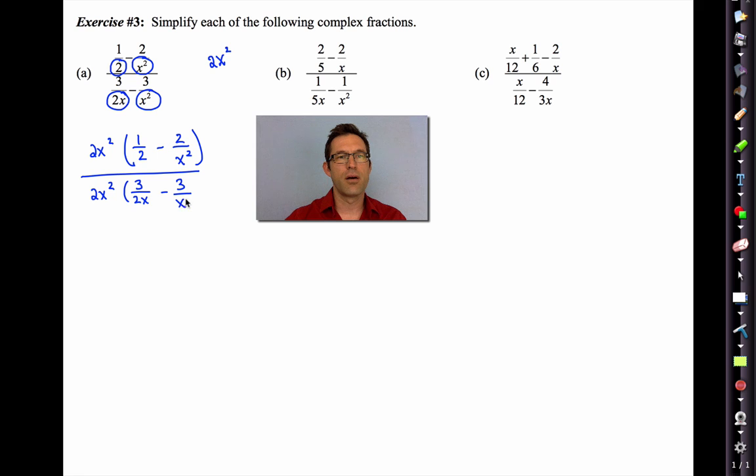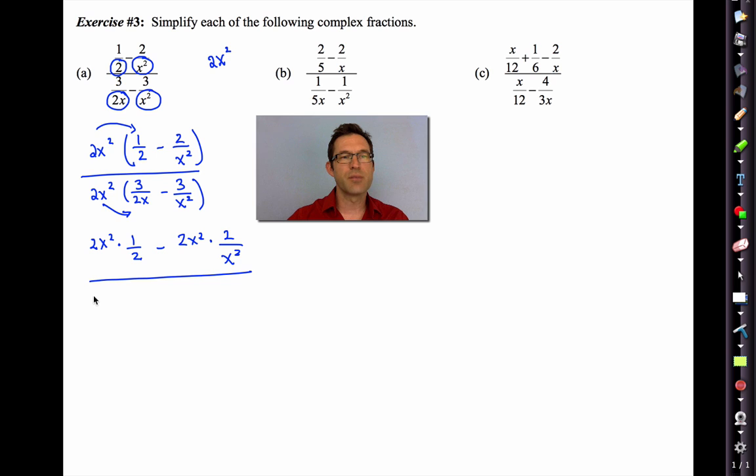Now I think maybe I'll write it out a little bit more this time. So when I distribute, I'll have 2x squared times 1/2 minus 2x squared times 2 divided by x squared. Again, you write out as much as you need to, but know yourself. If you make a lot of mistakes, then it's good to write it out. One of the things that will drive math teachers nuts is when students say, well, I know how to do it, I just don't feel like writing it all out, and then they get the problem wrong. It kills us.